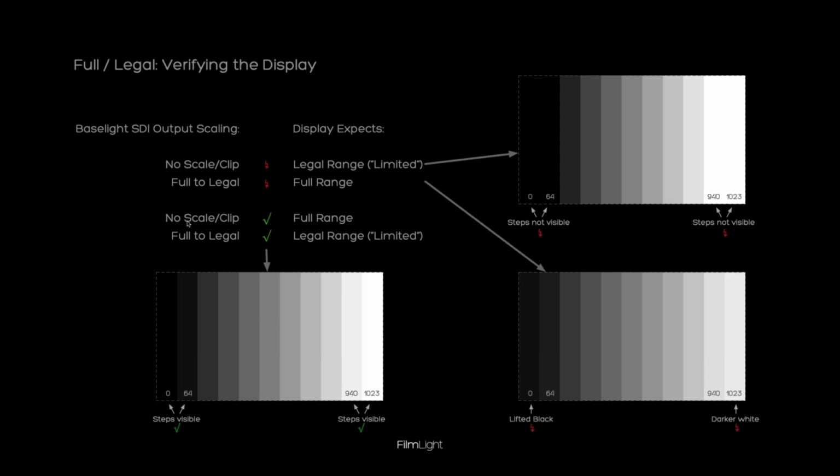And if no scale clip is output from Baselight and the display expects full range, it will look like this, which is the right way, and the same for full to legal and legal range. By the way, these 2 options will give the same result on the display. So outputting full to legal or full range is not affecting the look of the image. It's just a technical scaling operation.